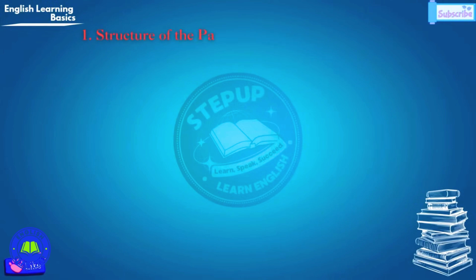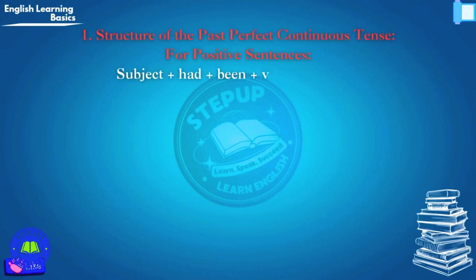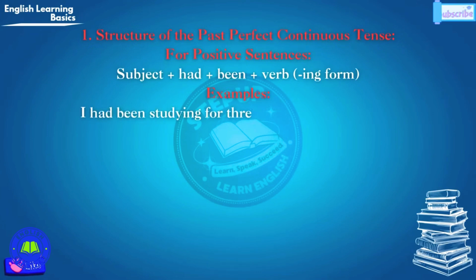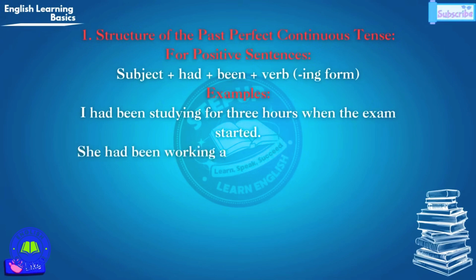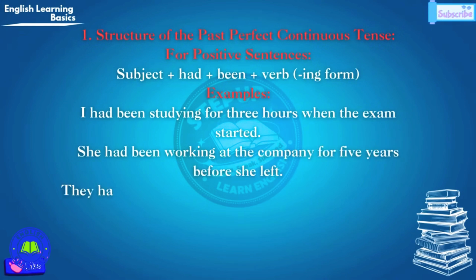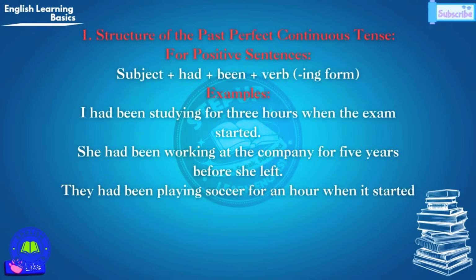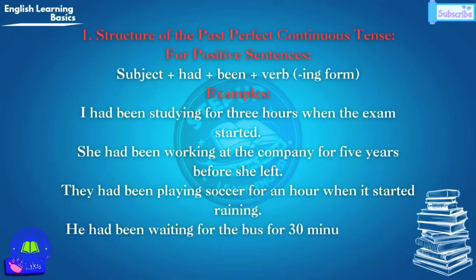1. Structure of the past perfect continuous tense. For positive sentences: subject plus had plus been plus verb, ing form. Examples: I had been studying for 3 hours when the exam started. She had been working at the company for 5 years before she left. They had been playing soccer for an hour when it started raining. He had been waiting for the bus for 30 minutes before it arrived.